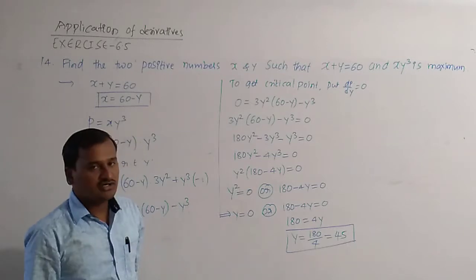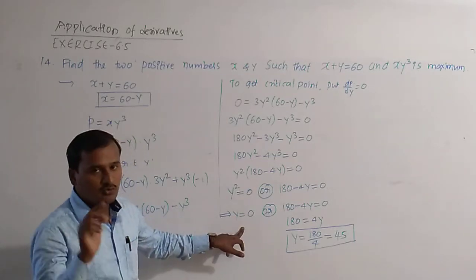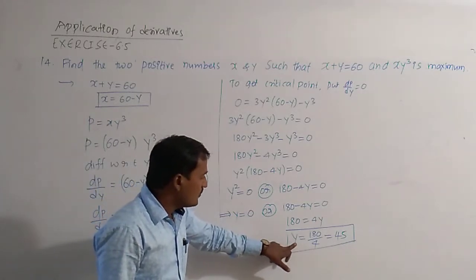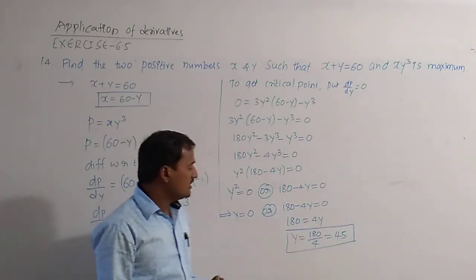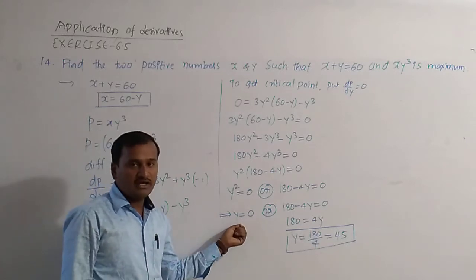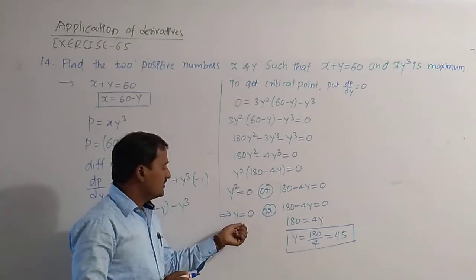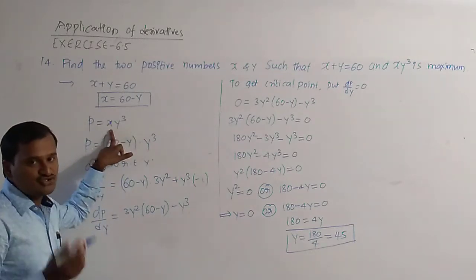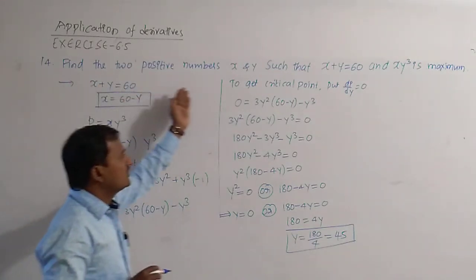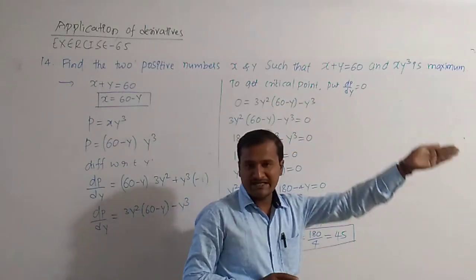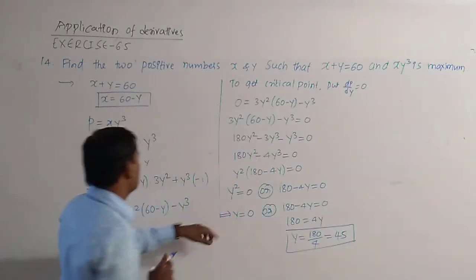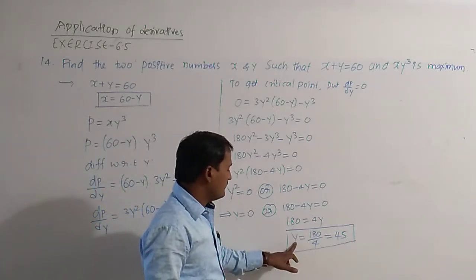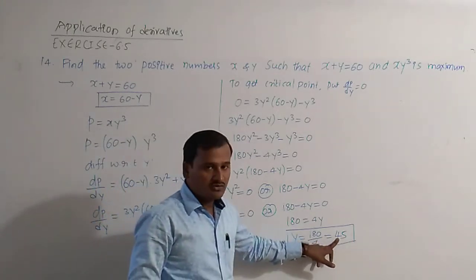Right? So here you should observe, we got two critical points: y equal to 0 and y equal to 45. But we are not taking y equal to 0, because if you take y equal to 0, then the product of these two becomes 0. But what they mentioned is that the product of those two is a maximum. So if you substitute y equal to 0, the product is 0. Therefore, we will take only y equal to 45.